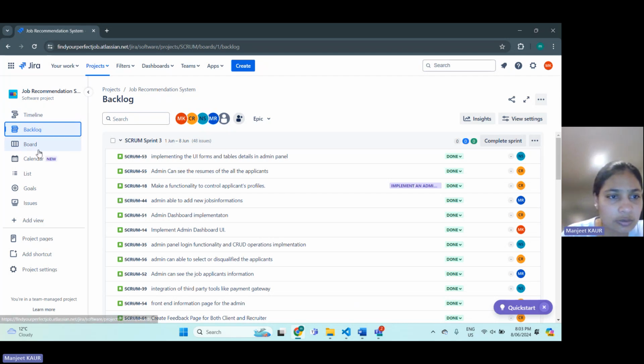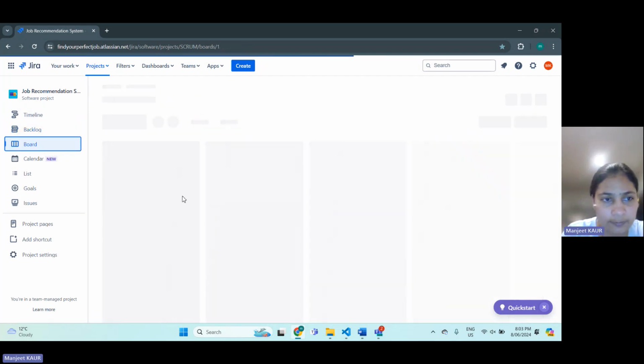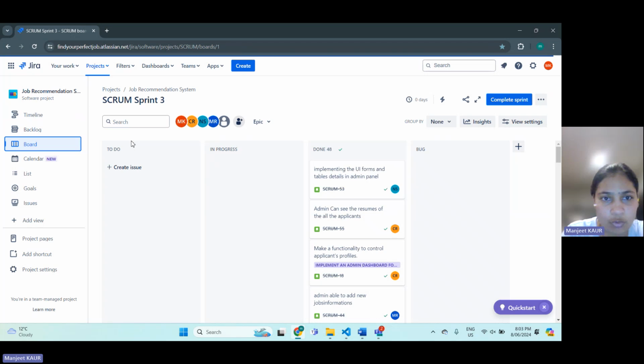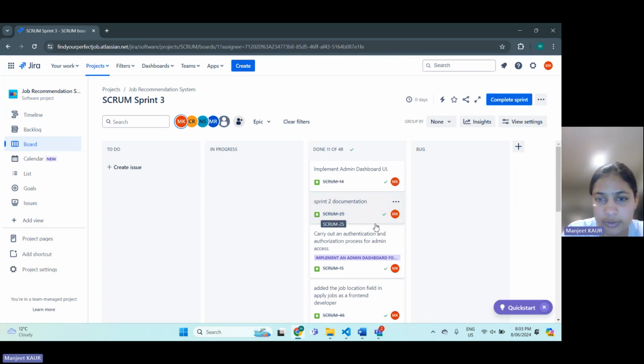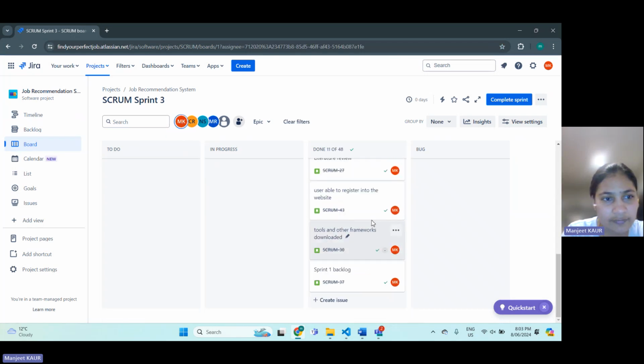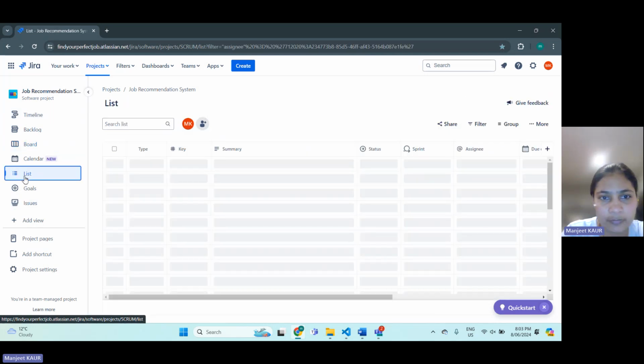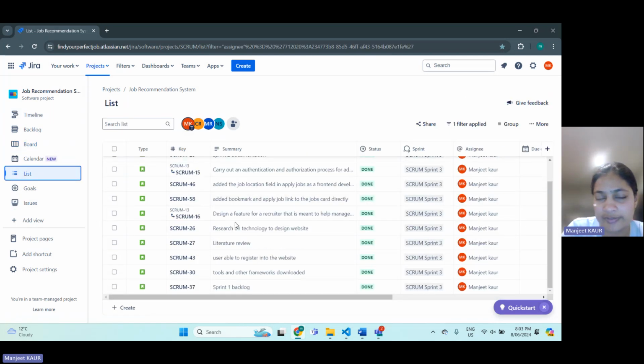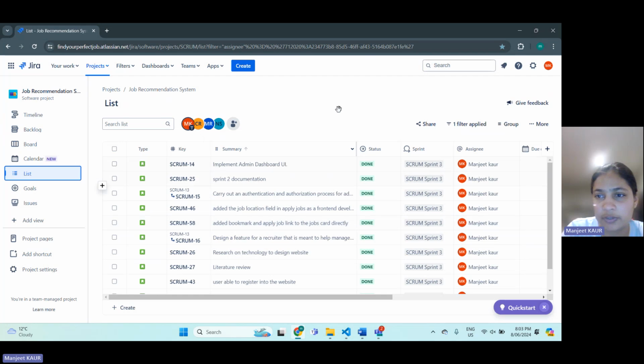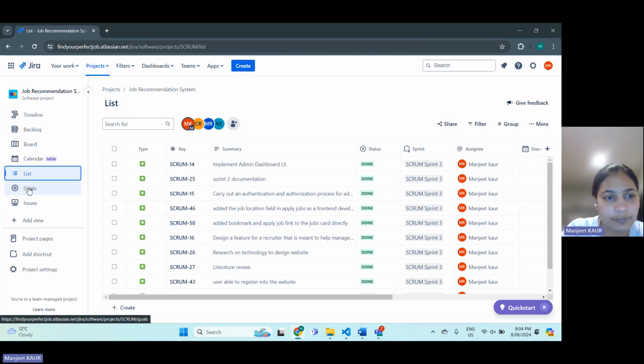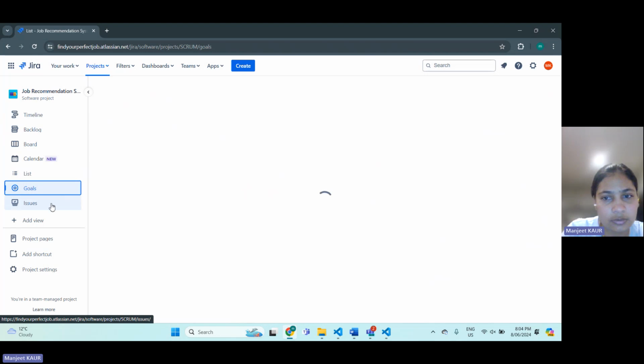And this is our job board under my name. This is the work I have done so far. These were the lists for Sprint 3, which were taken care of by me.